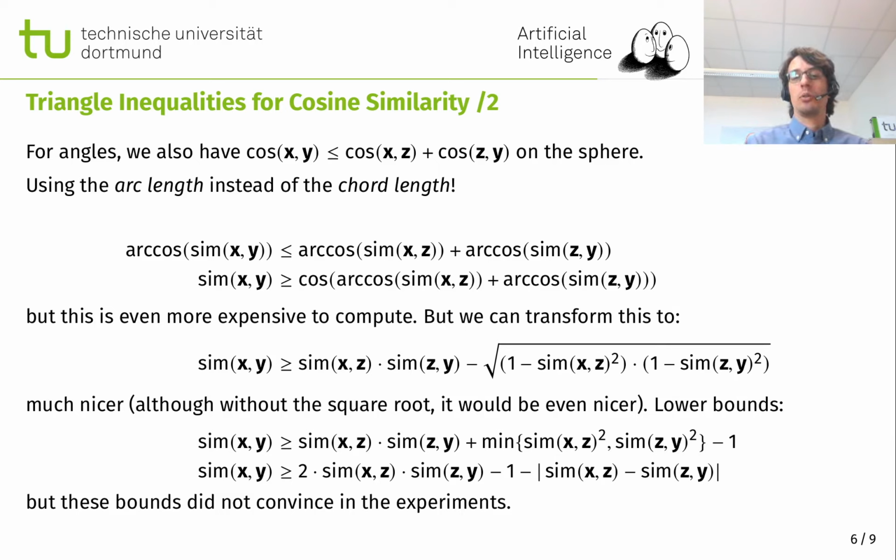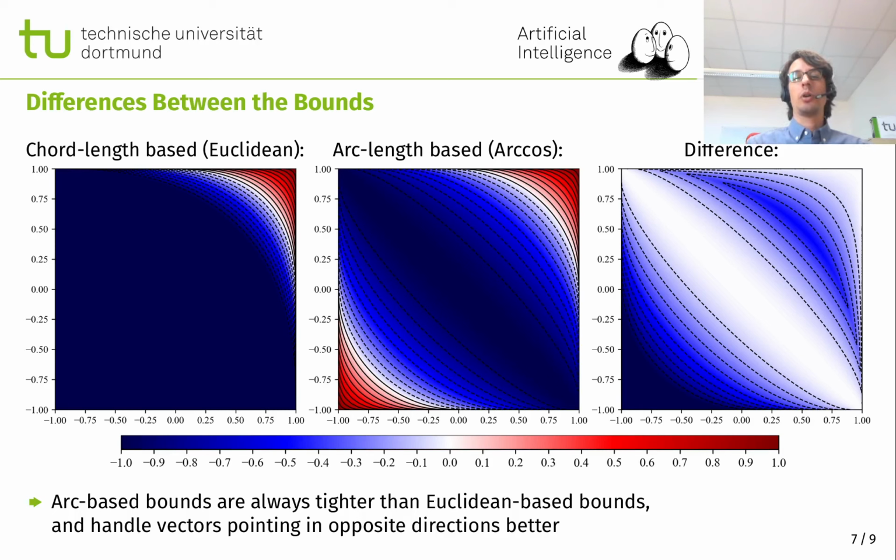We also, again, looked into ways of getting rid of the square root, which is also a more expensive operation. So we have 2 more approximate bounds here, but both of them were not convincing in the experiments. So let's look at the 2 differences. So we have chord length, which is a Euclidean-based bound, and we have the arc length, which is the arc cos-based bound in the left 2 figures.